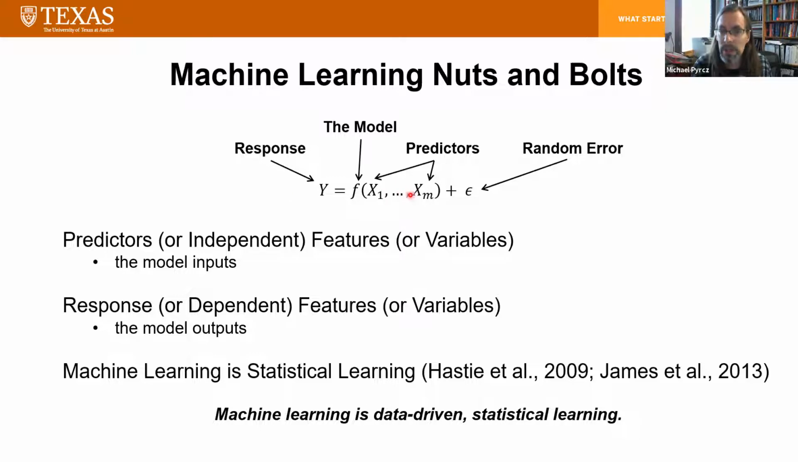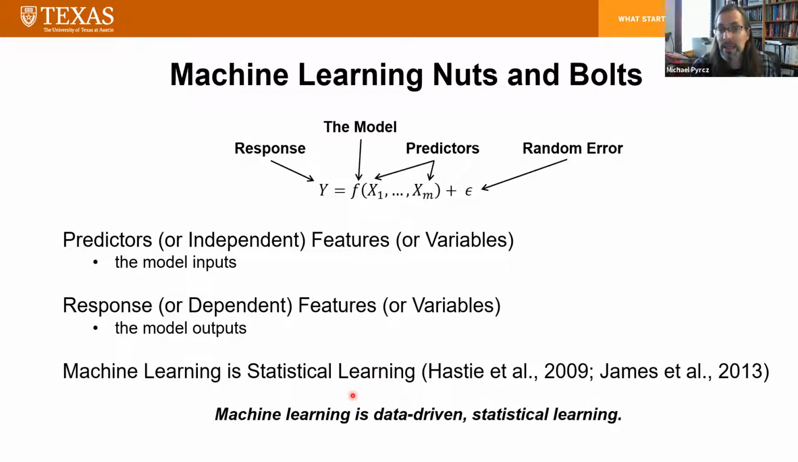You have a bunch of inputs. Those are predictor features. If you're an old school statistician, those are the independent variables. And you have a function that takes you to the output, the response feature. Old school statisticians would say the dependent variable or variables. And this is all it is. It's just formulating a statistical data-driven model to make these predictions.